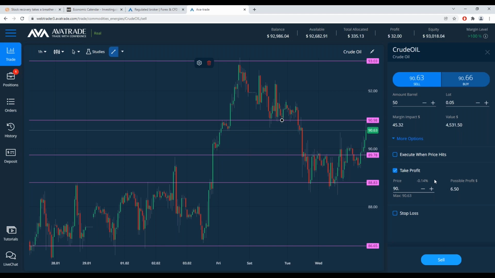Take profit at 90. Stop loss above the resistance, just above 91. So I could say 91.1. Okay, to make 30, I'm risking 25 from the current price.